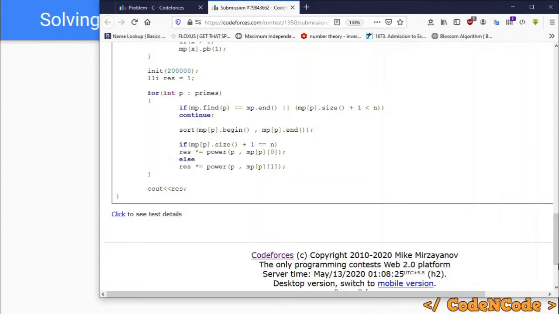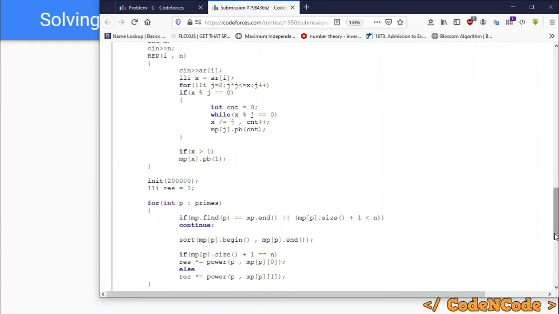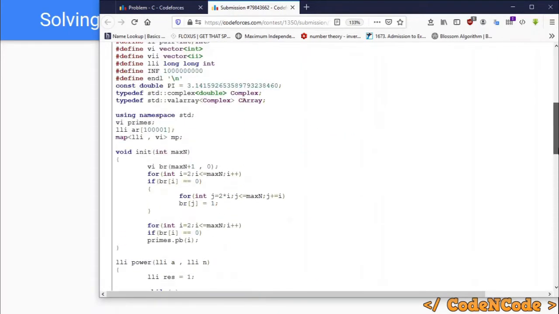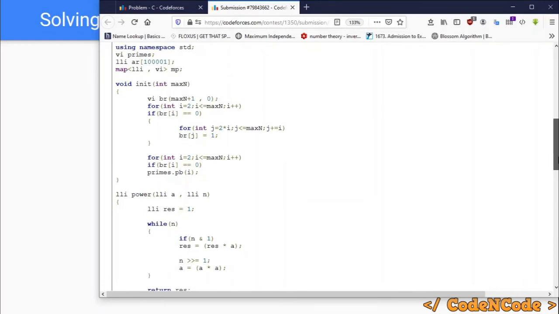So this is how we solve this problem, and if you have any doubt or query, of course you can ask in the comment section. Maybe I missed something, because while recording the video it sometimes happens that I miss something. So of course you can ask in the comment section.